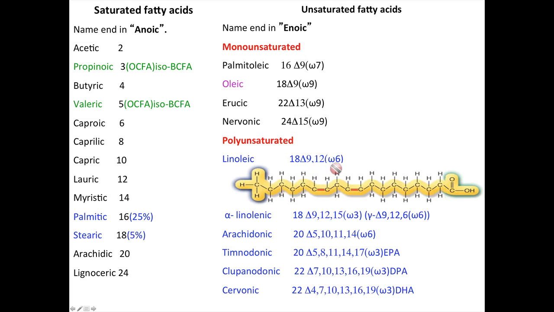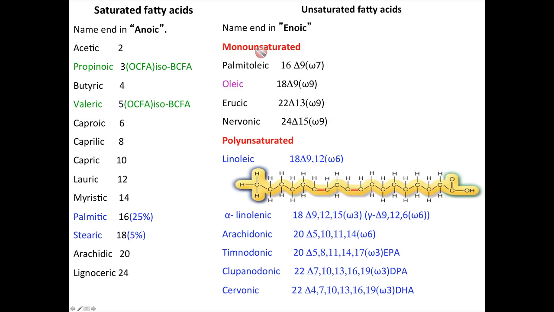So some important ones to point out. Palmitic acid will be a 16 carbon saturated fatty acid. Stearic acid will be an 18 carbon saturated fatty acid. So it means that both palmitic and stearic acid will be fatty acids, but they'll be saturated, meaning that they have no double bonds present.